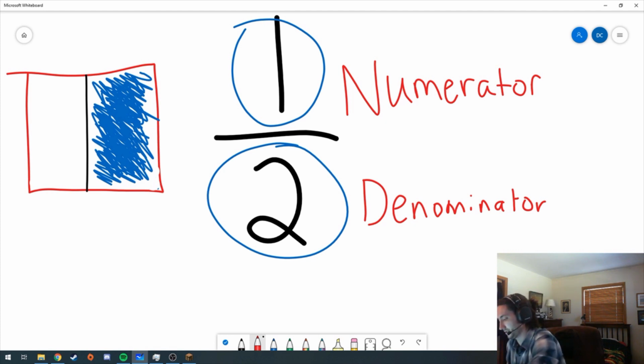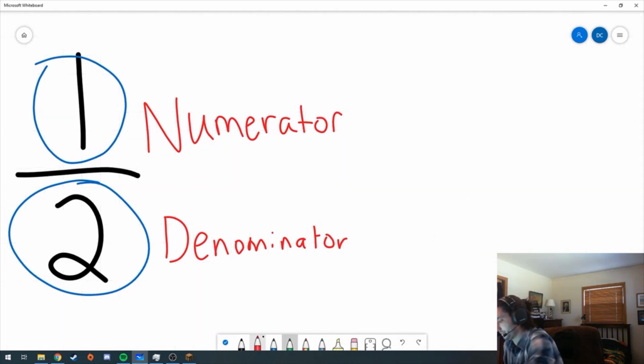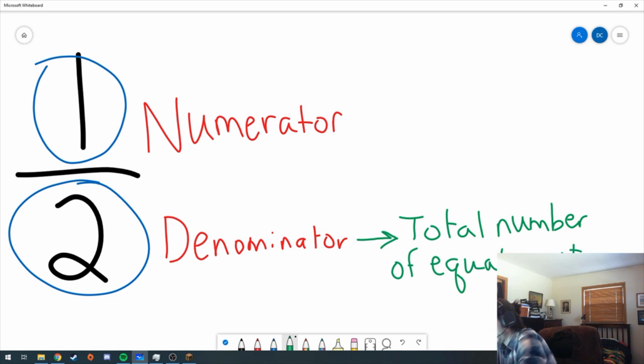So let's go to the definitions of these names here. Your denominator is the total number of equal parts. Wow, that is the worst parts I've ever seen. Not much better. The total number of equal parts.